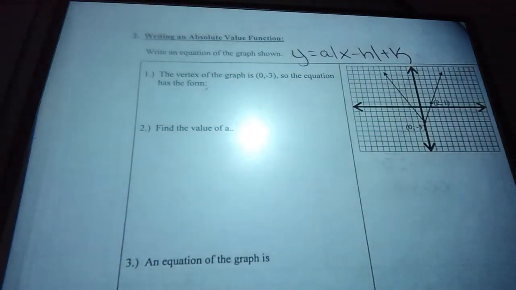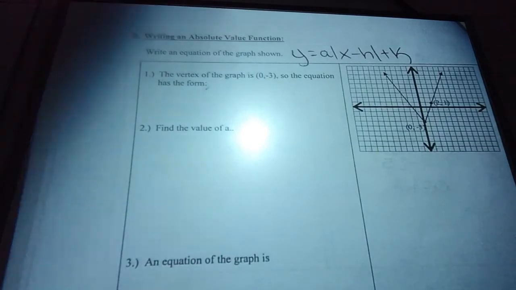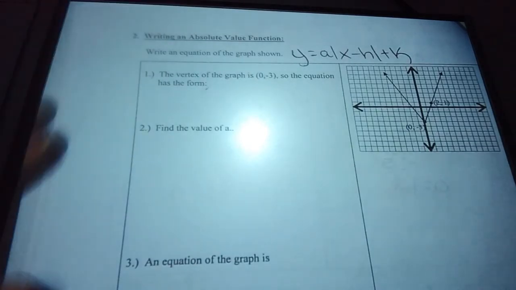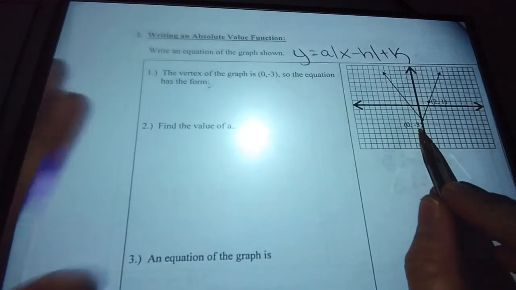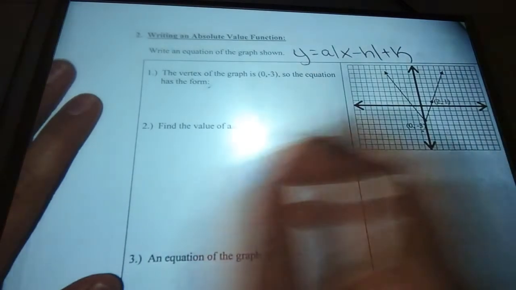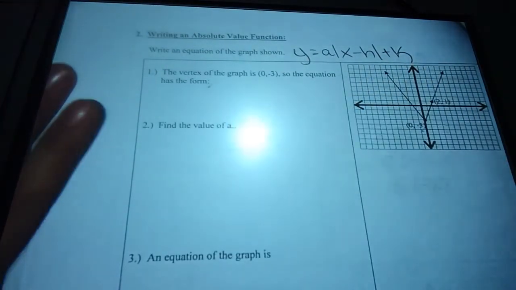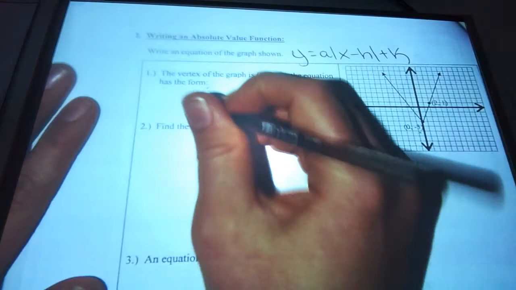All right, so looking at the graph, this kind of guides you through it, this first one. So (0, -3) is our vertex. So that's my H and my K value. So without filling in A, let's write what we have so far. So leave A as A.